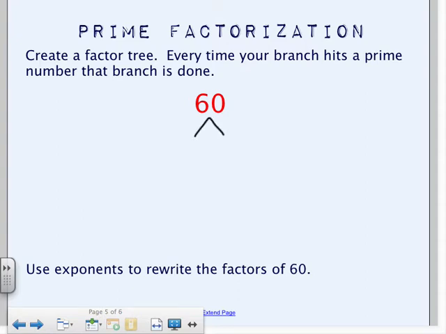Kind of ends up looking like a Christmas tree, like a pine tree. So you're making little branches, and the two numbers coming off the branch have to multiply. Make sure they multiply to equal the number above it. So obviously there's more than one option.